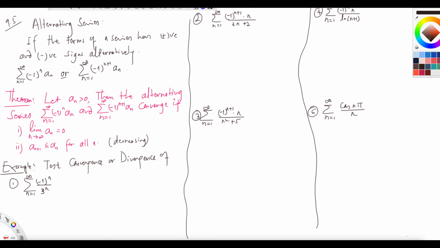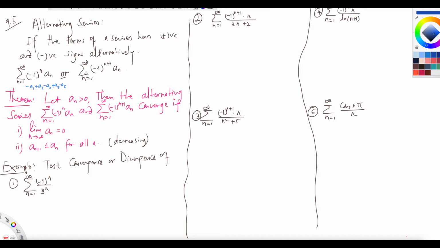For example, if you look at this series and take n equals 1, what do you get? You will get negative a1, right? If you take n equals 2, you will get plus, because negative 1 squared is positive, so plus a2, and then minus a3, and then plus a4, and then minus a5, and so on, meaning that the odd terms have negative sign and even terms have the positive sign.